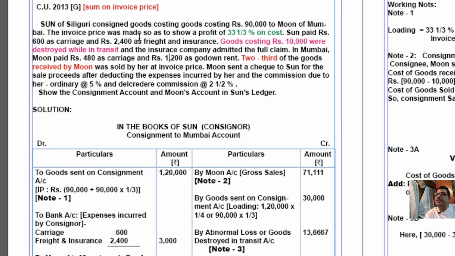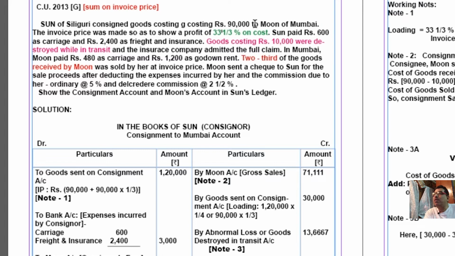I'm going to discuss a particularly difficult question on consignment. Here is the question. Son of Siliguri consigned goods costing rupees 90,000 to Moon of Mumbai. From the first line, I got some idea.